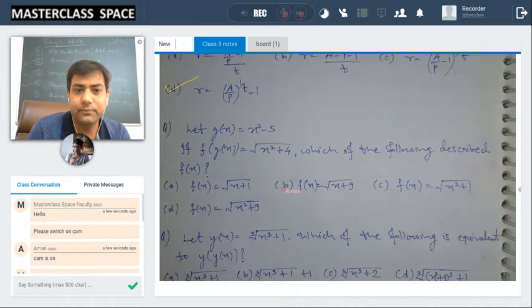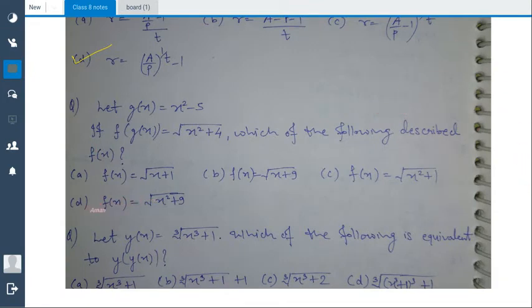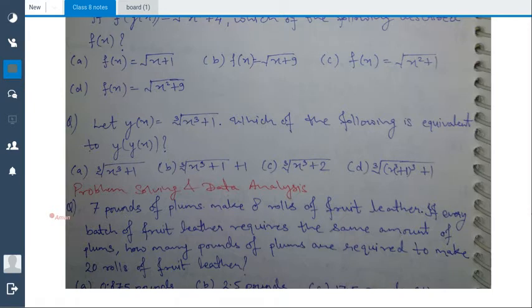Let's move. I can change the complete layout also and make it full board also. Yeah, it's a bit better. Yeah, this is better, right? Okay, this is the question.